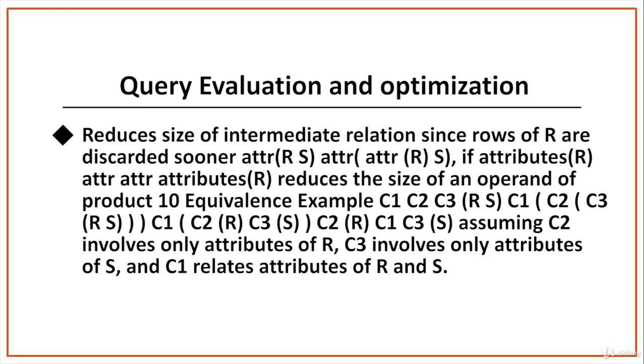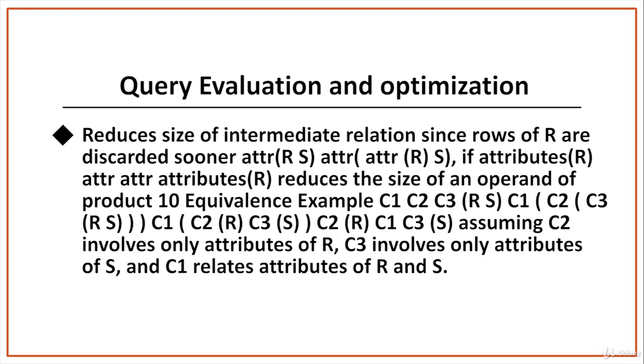π ATTR (R × S) equals π ATTR (π ATTR' (R) × S), if ATTR' includes the attributes of R in ATTR. This reduces the size of an operand of the product.